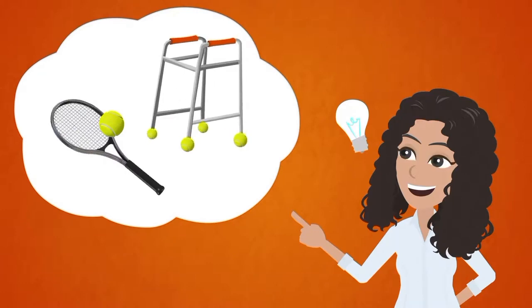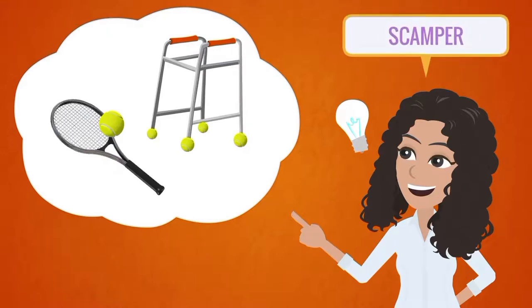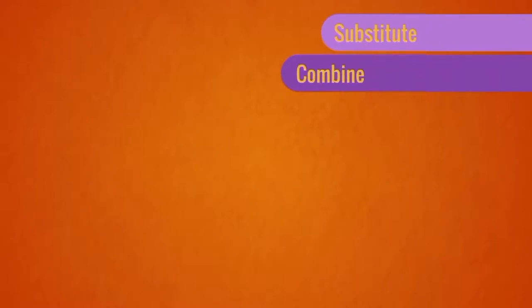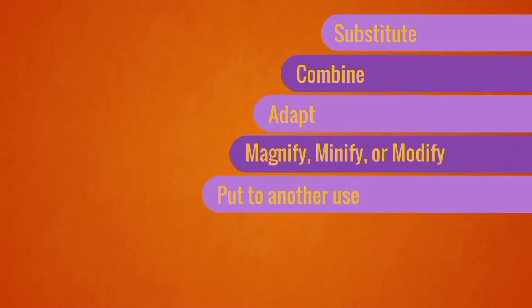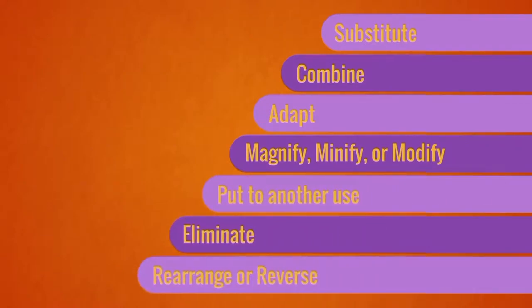You can train your brain to think more inventively by using an easy framework known as Scamper. Scamper is a unique tool to expand inventive thinking. The acronym stands for Substitute, Combine, Adapt, Magnify, Minify, or Modify, Put to Another Use, Eliminate, and Rearrange or Reverse. Let's put it to the test and apply Scamper to an ordinary object such as a spoon.